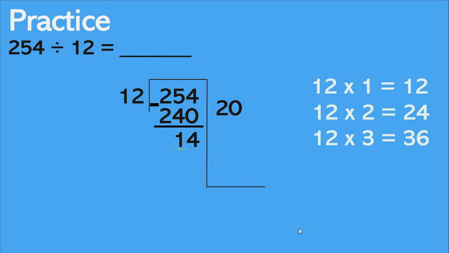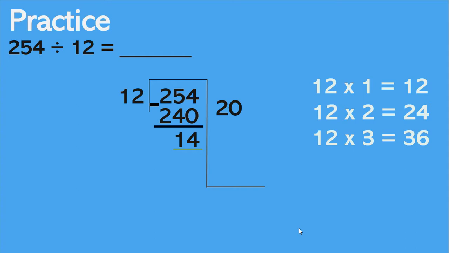Now I'm going to be looking at the tens place. I have one tens rectangle left. I can't evenly distribute one tens rectangle between 12 groups. So now I'm going to look at the total number of ones I have. I have 14 ones left over. 14 ones can be distributed into 12 groups.